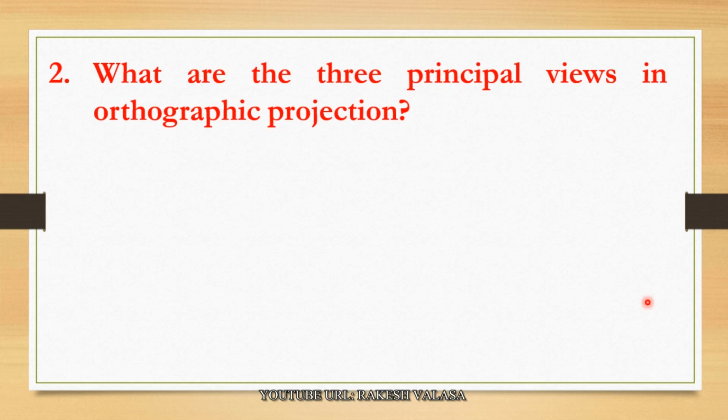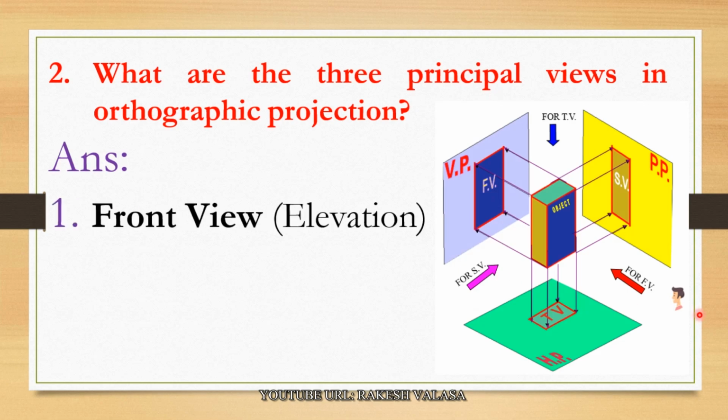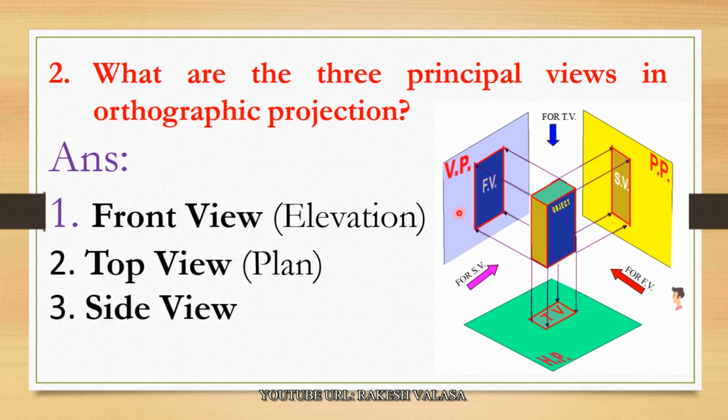Question number 2. What are the three principal views in orthographic projection? Answer. By seeing this image, you can tell the answer very easily. The first one is front view on the vertical plane. It is also called elevation view. The second one is top view or plan view on the horizontal plane. The third one is side view on the profile plane.